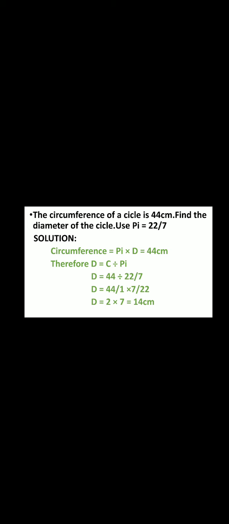So let's continue. You see that the circumference is 44 and pi is 22/7. When you divide, how do you divide? You say 44/1 times 7/22. You reciprocate, because that is division, and you change to times. Then you use 22 to divide 44. That will give you 2. 2 times the 7 at the numerator, you get 14 centimeters. That is that.